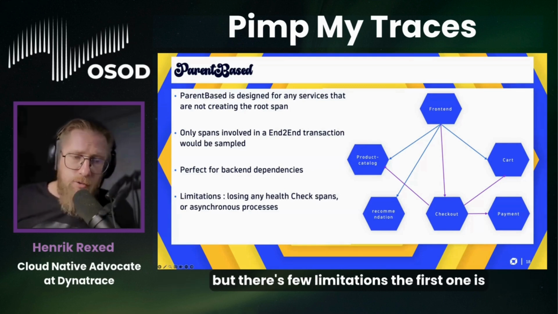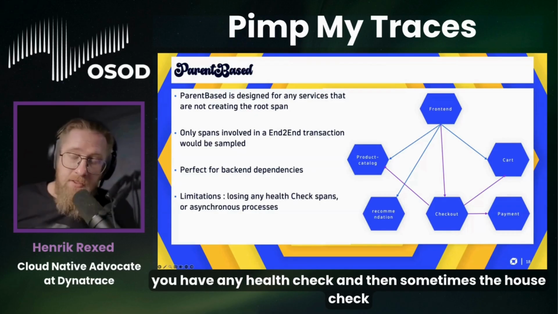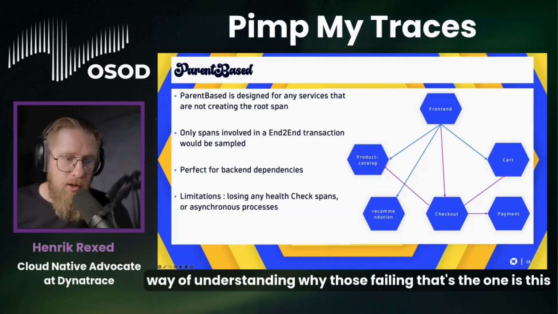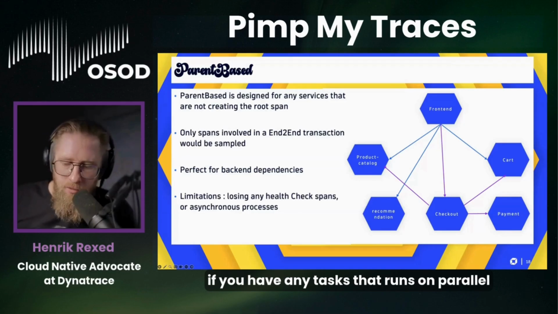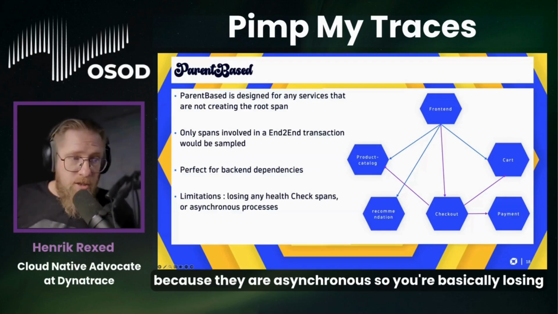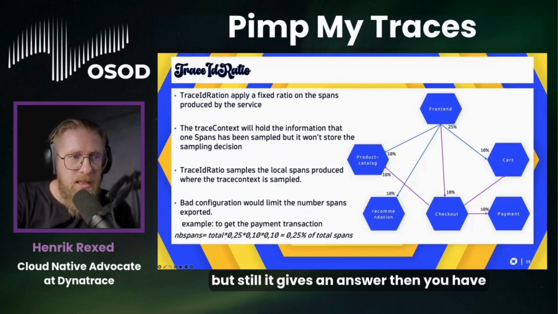Perfect. But there are a few limitations. The first one is, if you have any health check, and sometimes those health checks fail, then you don't have any traces. So no way of understanding why they're failing. That is one disadvantage. The second one is asynchronous processes. If you have any task that runs in parallel, they are not part of any transaction because they are asynchronous. So you're also losing those details. So not perfect for everyone, but still it gives an answer.